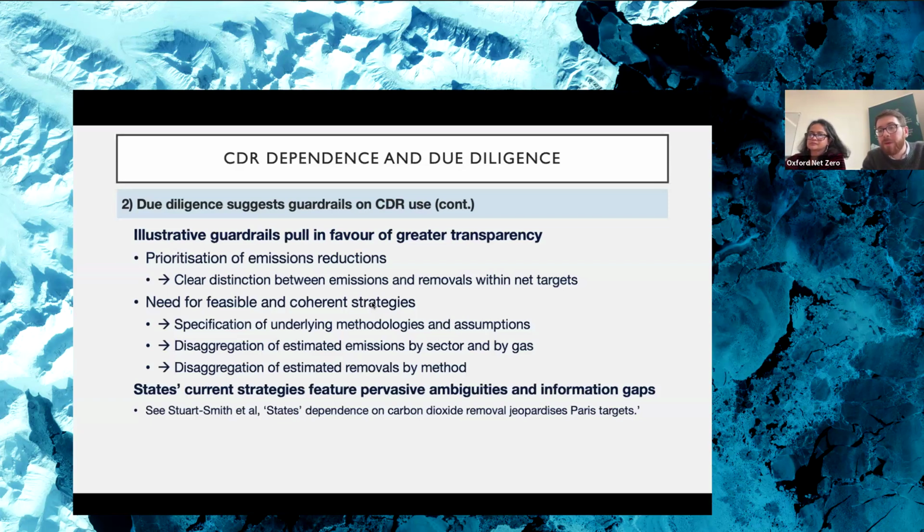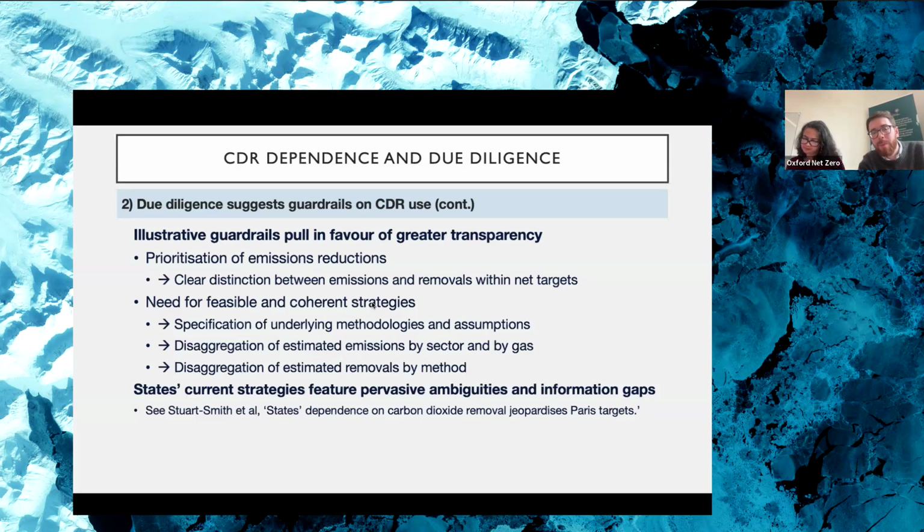So as a very, very basic first step towards trying to ensure that you prioritize emissions reductions, you should be distinguishing between the emissions that you're producing and the removals that are balancing them. And very often we're finding states don't do that within their long-term strategies. They'll have a net zero target without telling us how many emissions they're expecting to be having at that point. And there's a whole set of other requirements that we can build off the idea of the need for feasible and coherent strategies.